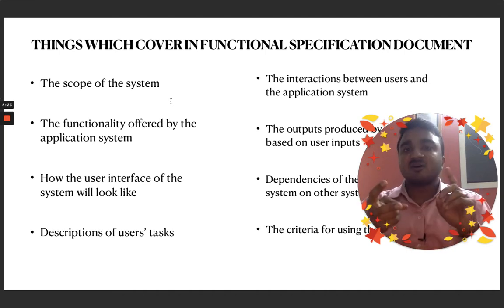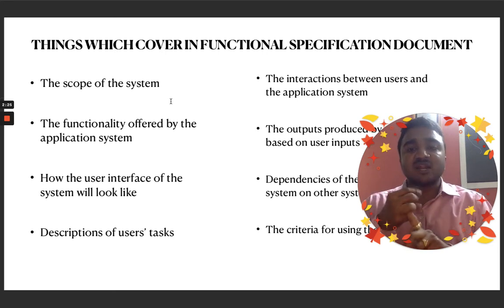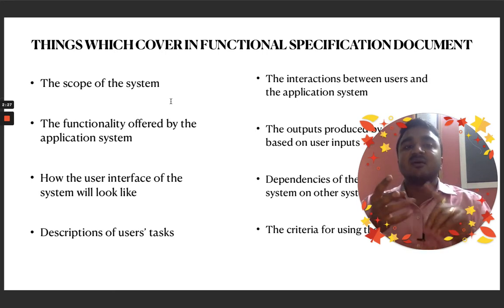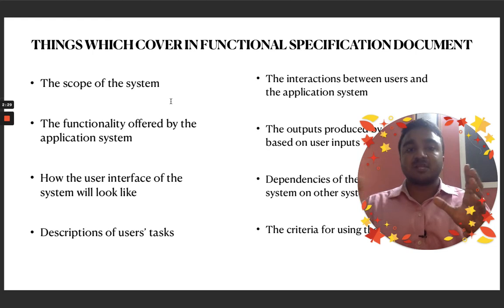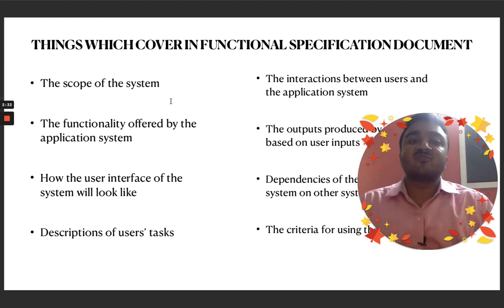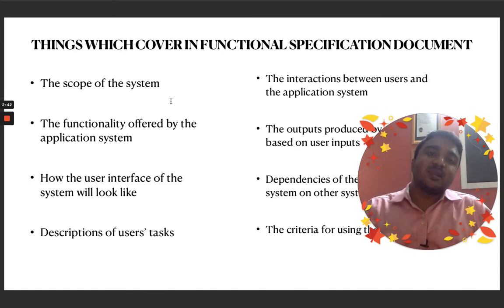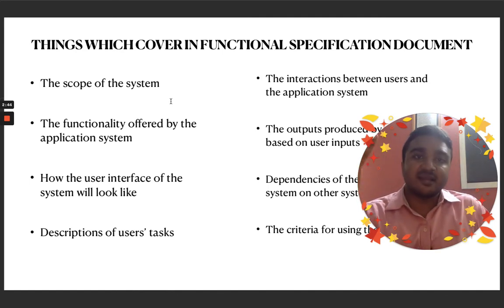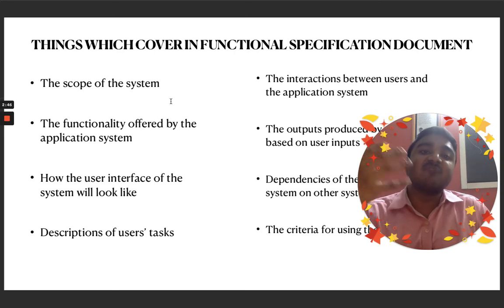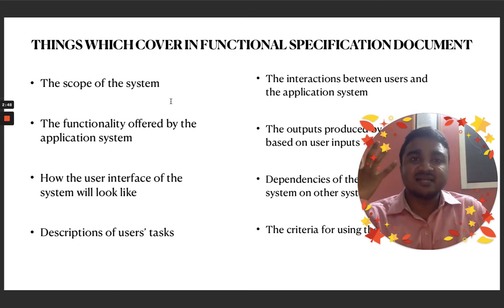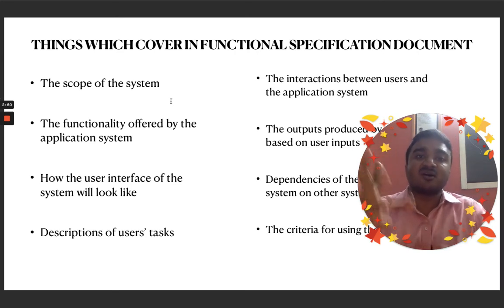Scope, functionality, user interface description, interaction between the applications, output, dependencies, and the criteria which we need to use. Why are all these important? Try to understand a situation: you are explaining your idea to someone else and giving them belief in your idea. Let's take a simple example.